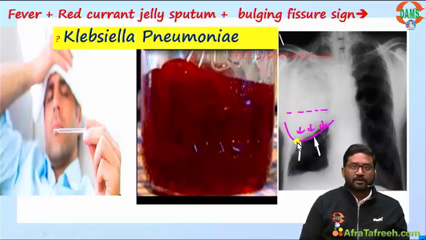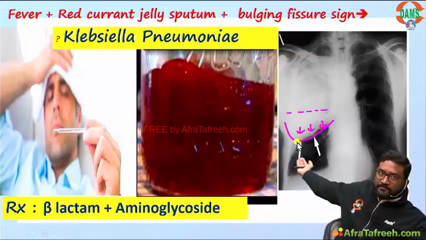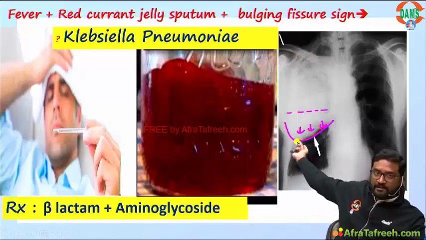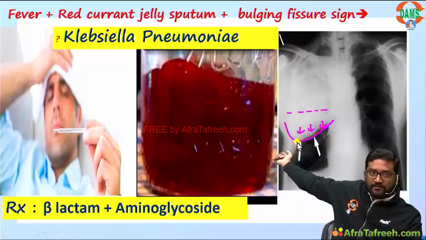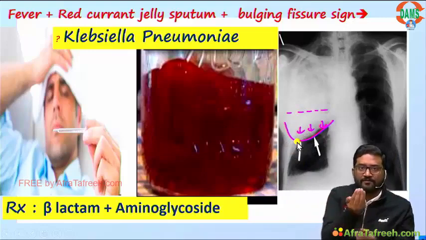And what are the treatment options? We generally give beta-lactam with aminoglycoside. See the difference. In classical streptococcal lobar pneumonia, the fissure will not bulge down like this. Klebsiella pneumonia also involves a lobe, but its weight is very high, so the fissure will bulge down.